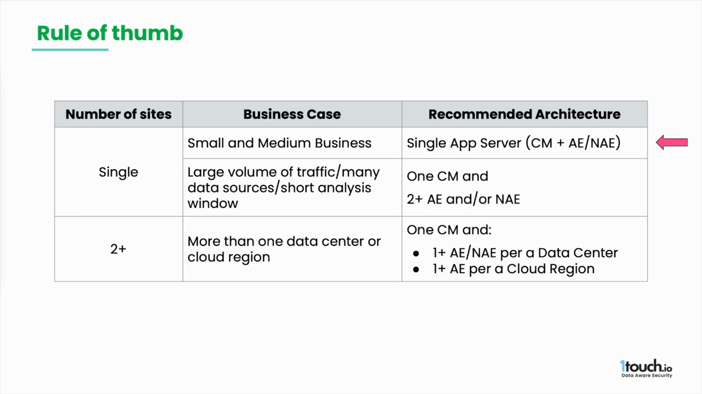To summarize, a single app server is sufficient if there is only one site. One console manager and a couple of analytic engines or network analytic engines can handle larger volumes of data. If there are two or more sites or cloud regions, the rule of thumb is to have at least one analytic engine or network analytic engine per site and at least one analytic engine per cloud region.